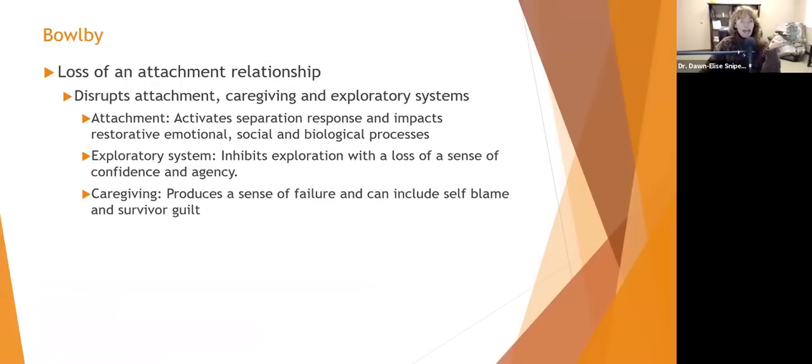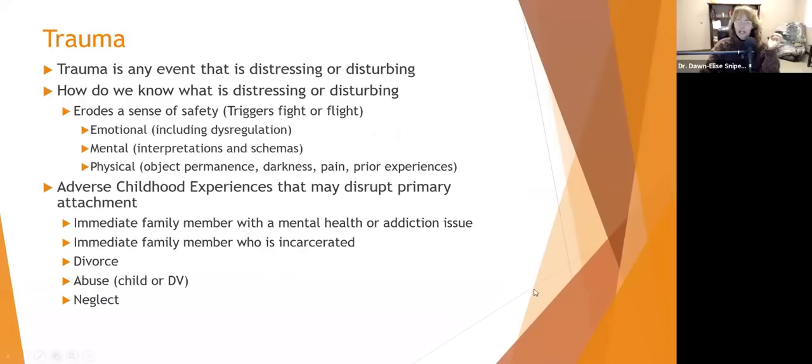And Renee points out that substance abuse will impact it too. And remember, substance abuse is one of those adverse childhood experiences. If there is someone in the household who is abusing substances, it can significantly traumatize the child or cause a significant trauma. Trauma is any event that's distressing or disturbing. Well, what does that mean? How do we know what's distressing or disturbing?